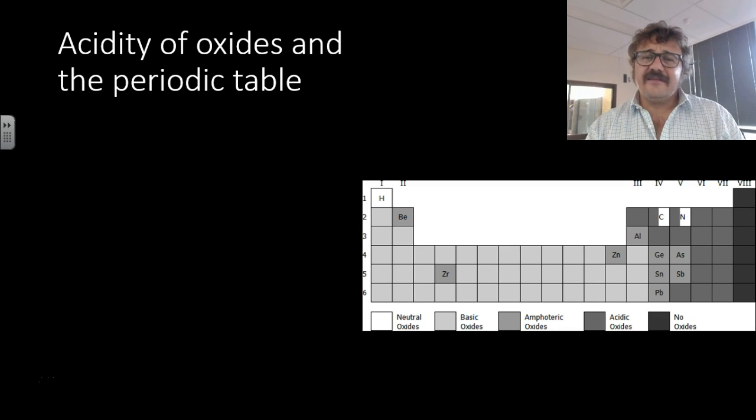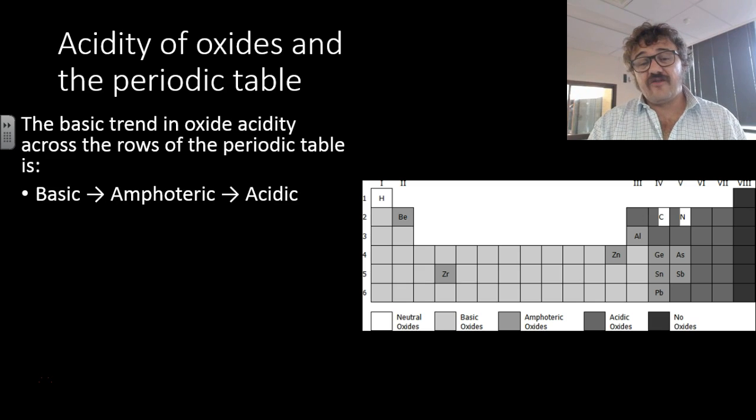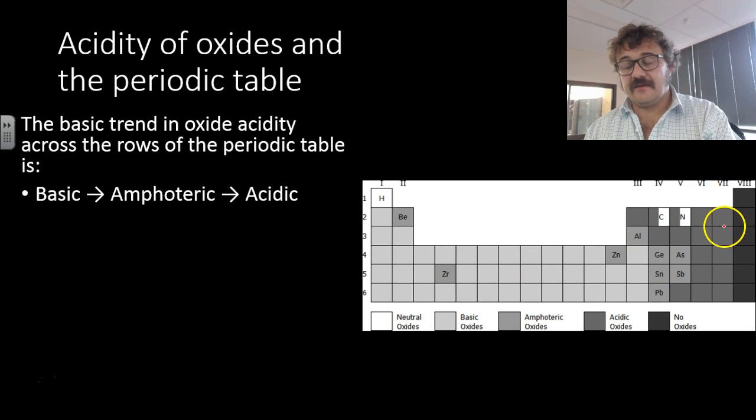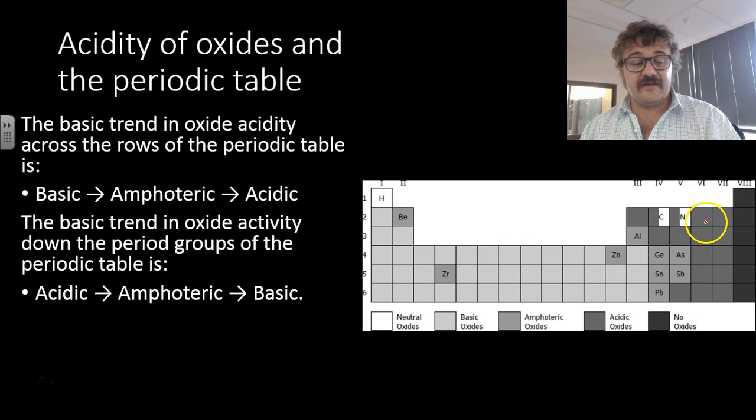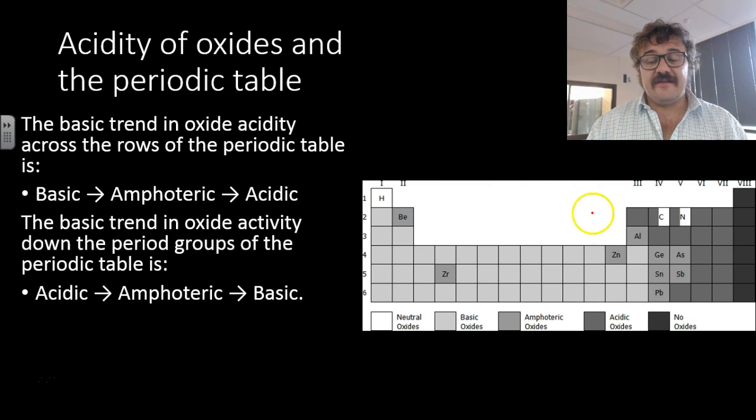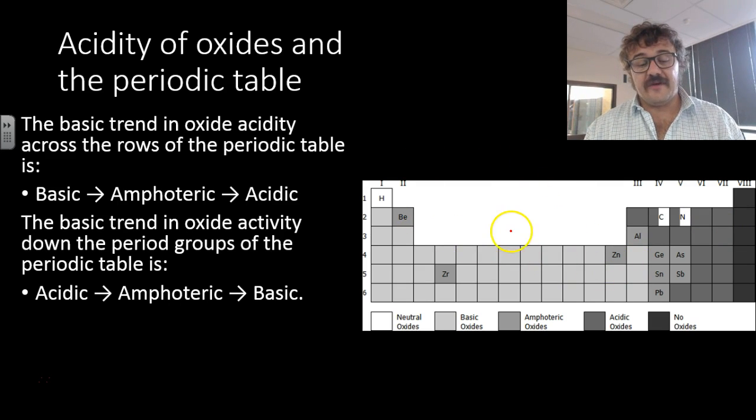So let's have a look at it on the periodic table. The basic trend across the rows, from left to right, goes from basic, to amphoteric, to acidic. Remember, nonmetals are acidic oxides. The basic trend down a group is to go from acidic to amphoteric to basic.